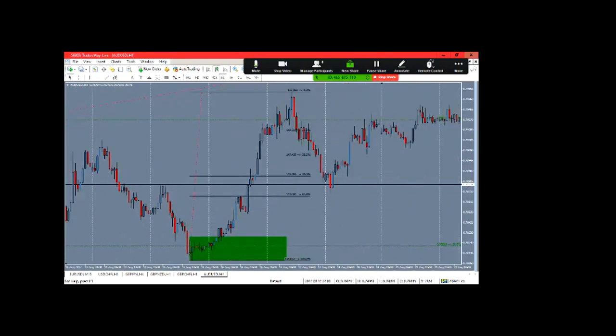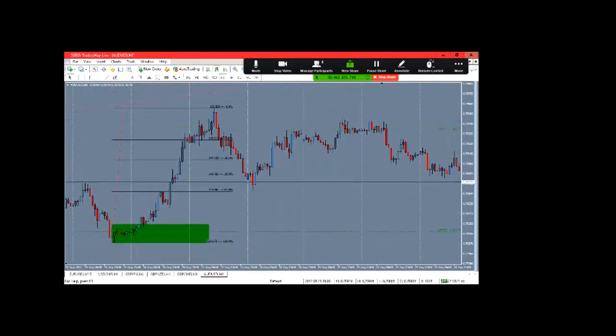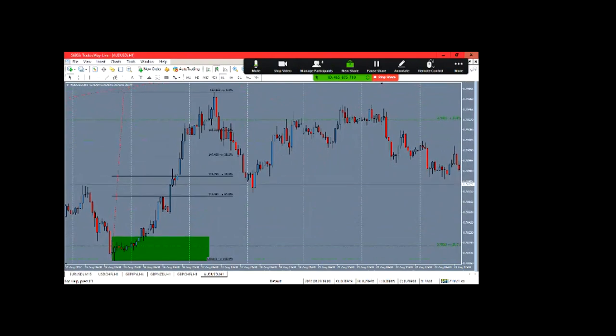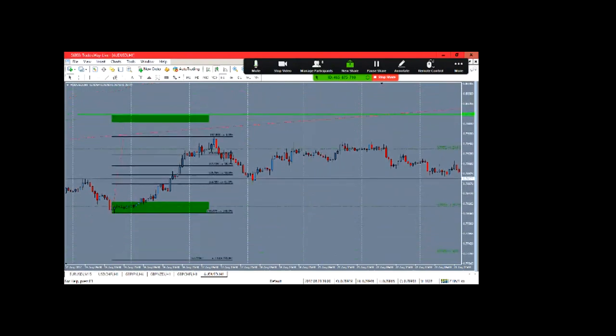Okay. Now, what I'm looking for on this chart is to enter my trade wherever the green box is, and my take profit is going to be at the green box. So wherever you enter your trade, you draw your fibs. If the fibs are telling you your take profit is going to be there, that's where your take profit is going to be.